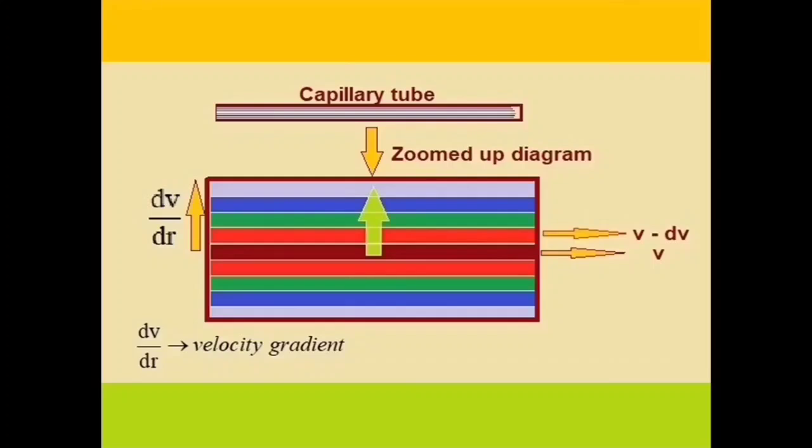This decrement of velocity with respect to the distance from the central axis of the tube to the wall of the tube, this rate of change of velocity with respect to distance, is called velocity gradient, and it is denoted as dV by dr. So this is how a capillary tube is capable of carrying the fluid.